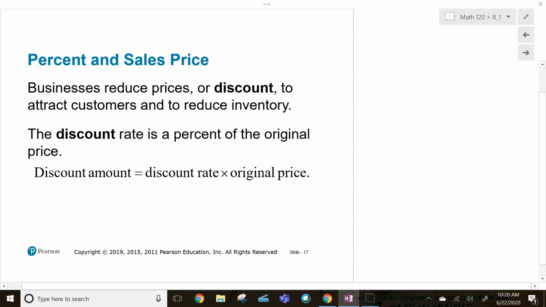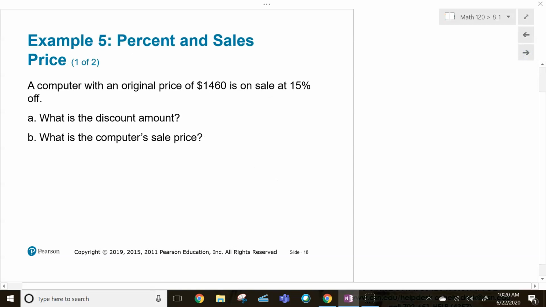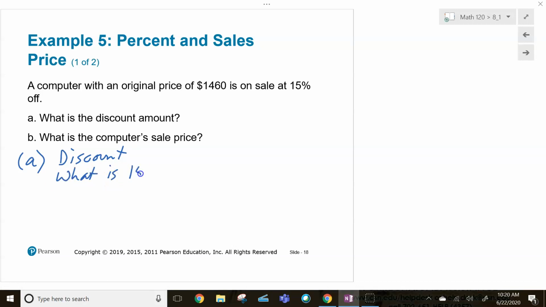Let's do another one here. A discount amount. We're going to find the discount and then subtract it from the original price. We've got a computer. Its original price is $1460, but it's on sale 15% off. So part A, what's the discount amount? Well, first of all, the question is, what is 15% of 1460? Because that'll tell us how much money we're saving.